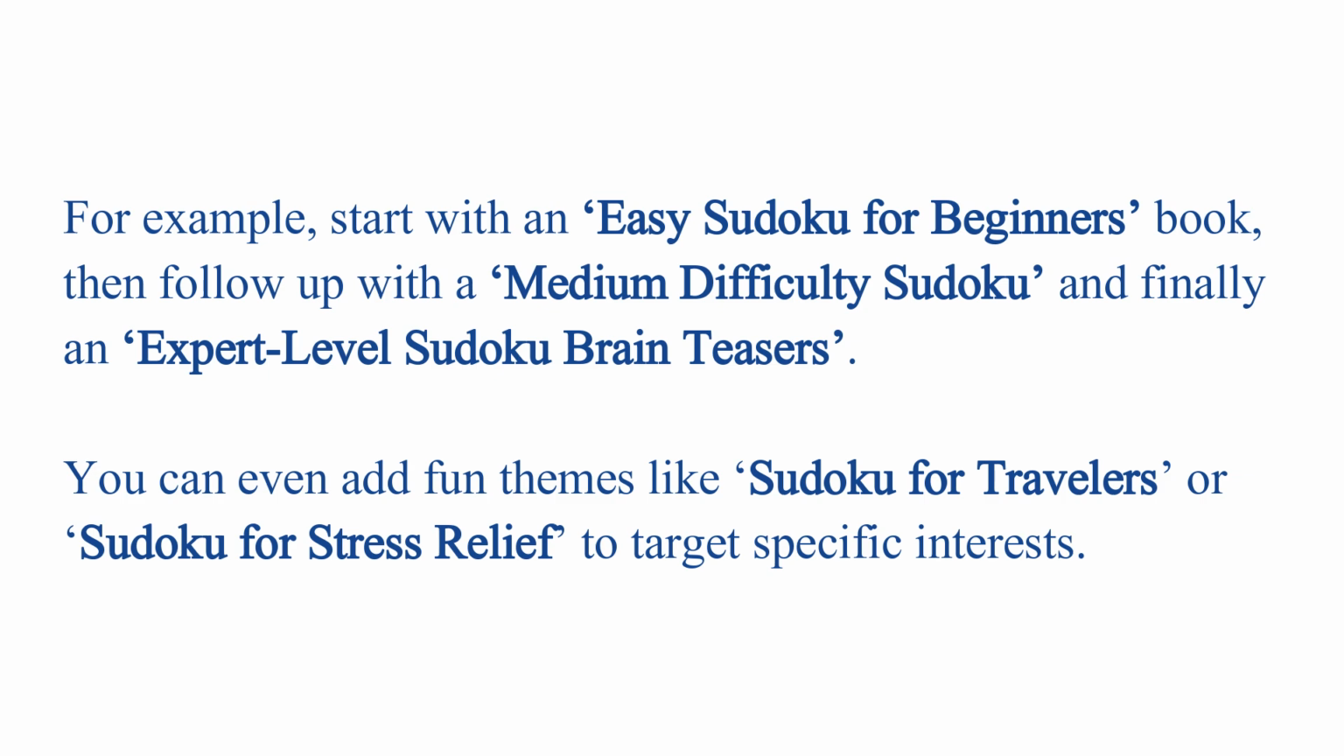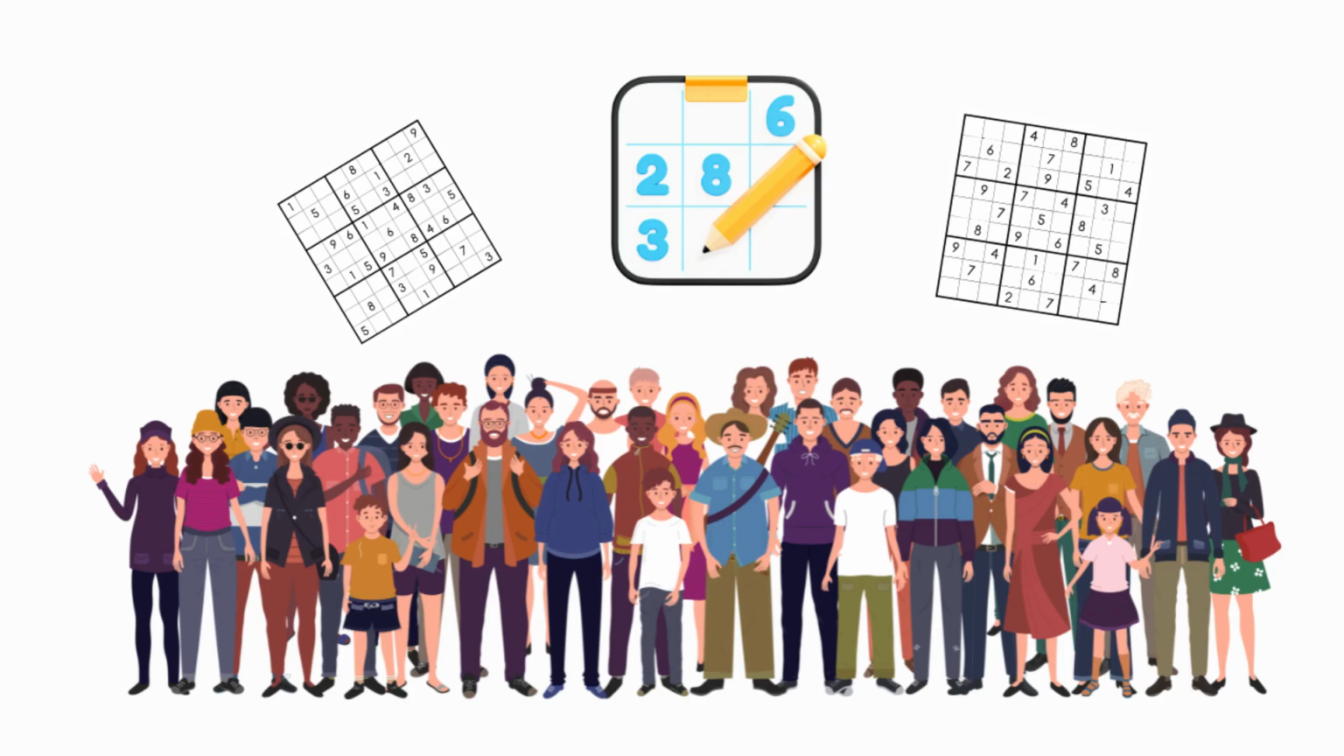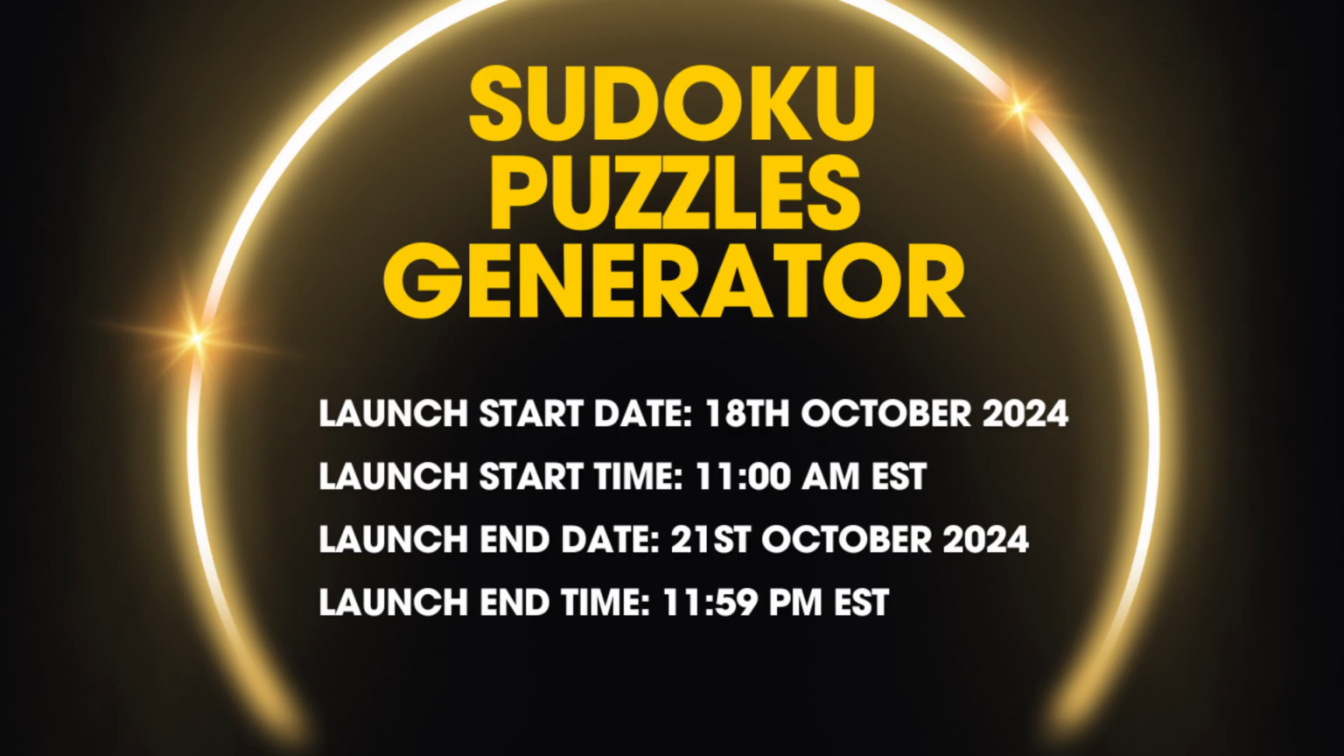So that's how you can categorize and optimize your Sudoku puzzle books for maximum visibility and sales on Amazon KDP and other platforms. Proper categorization and keyword optimization are crucial steps in ensuring your books stand out and reach the right audience.